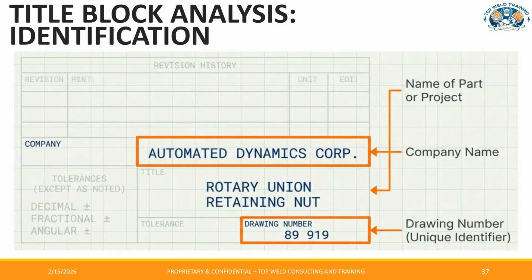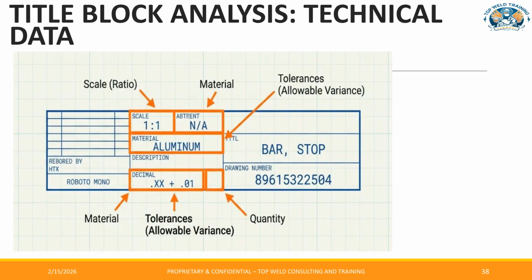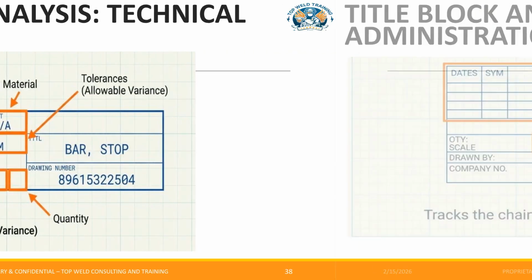Title block analysis begins with identification. This area contains the drawing number, part name, and company information, ensuring you are working with the correct and most current document. Technical data within the title block provides the mechanical requirements for the part, including tolerances, scale, and projection methods, all of which are vital for meeting precision standards.